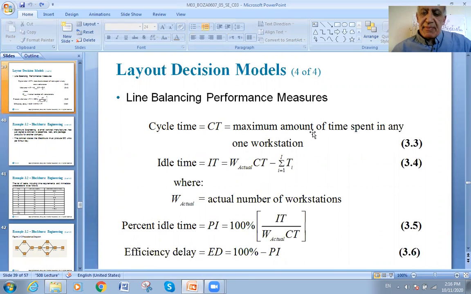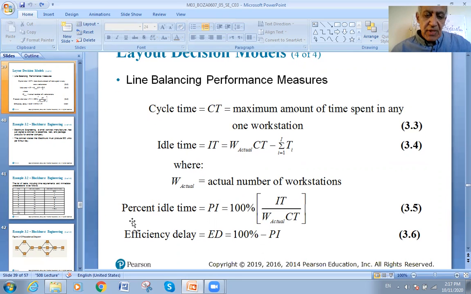Cycle time is the maximum amount of time spent in any one of the workstations. IT is the idle time, which equals W actual, which means the actual number of workstations, multiplied by the cycle time, minus T, which is the sum of the whole task times. So the percent idle time will be the IT, which we get from here, divided by the W actual times the cycle time.